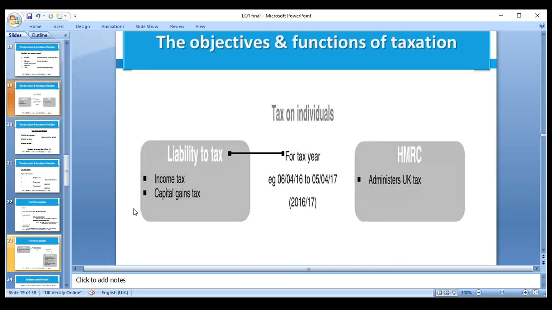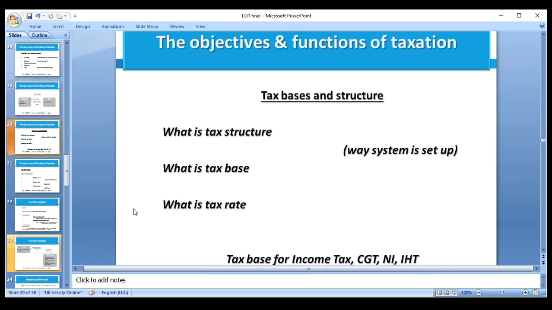Okay, next we are looking at the objective and function of taxation. Tax on individuals: liability to tax, income tax, capital gains, and the administrator is HMRC. And the tax base and the structure. What is the structure? The way the system is set up. What is the tax base and the tax rate?